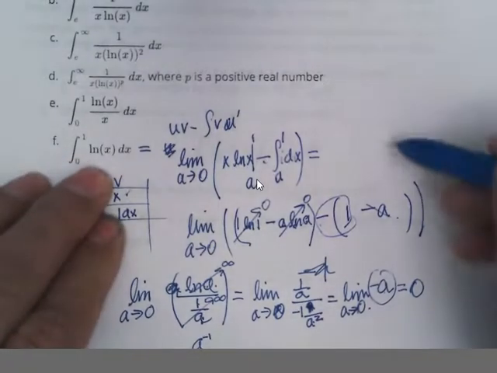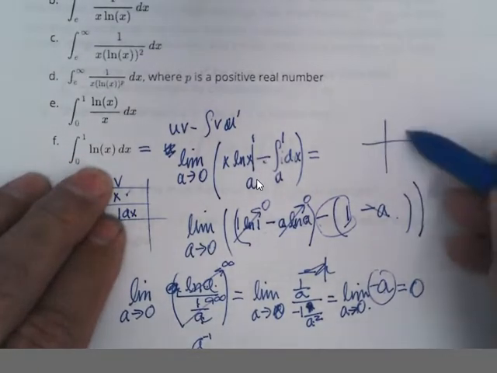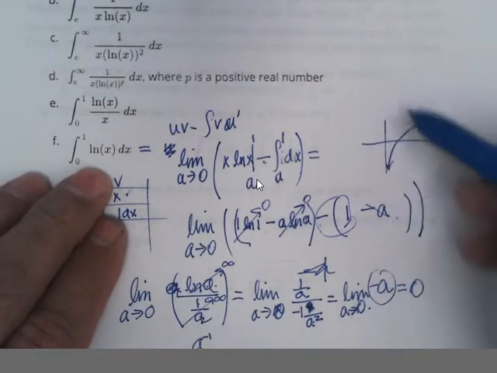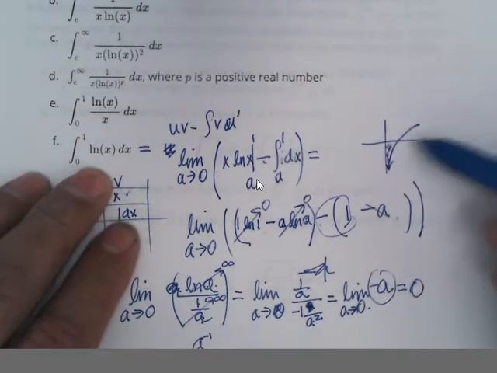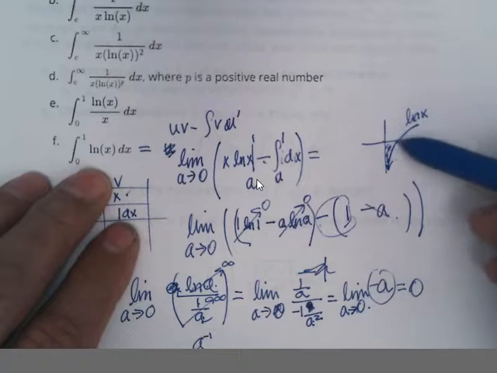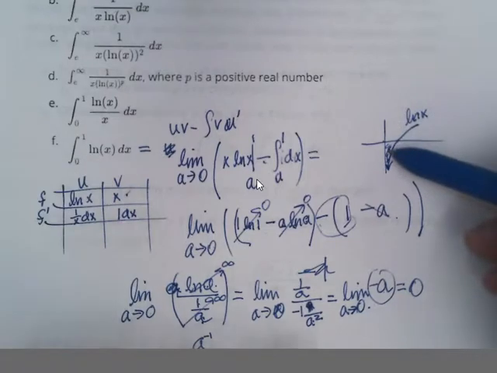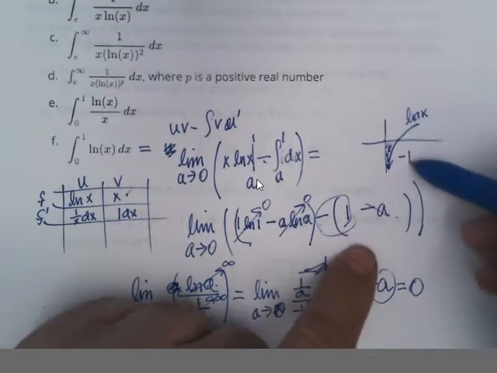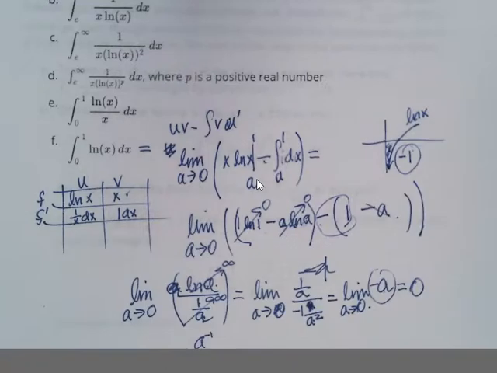Surprisingly, even though this graph goes like this, the area in here on this ln x curve from 0 to 1 is only minus 1. Seems like it would go to infinity, but it doesn't.